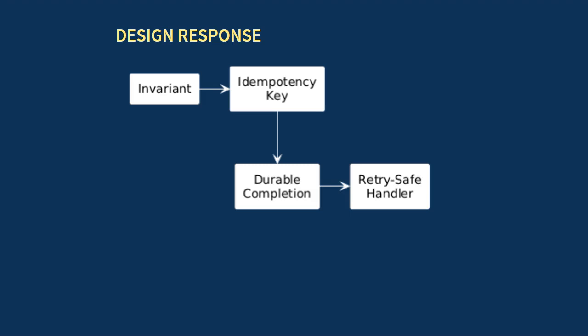The design response is to protect the invariant directly. Retried events must not inflate side effects or hide lost work. Idempotency keys, durable completion records, and retry-safe handlers make that possible. What trade-off does that introduce? More storage, more state management, and more careful handler logic. You gain safety, but you also buy complexity.